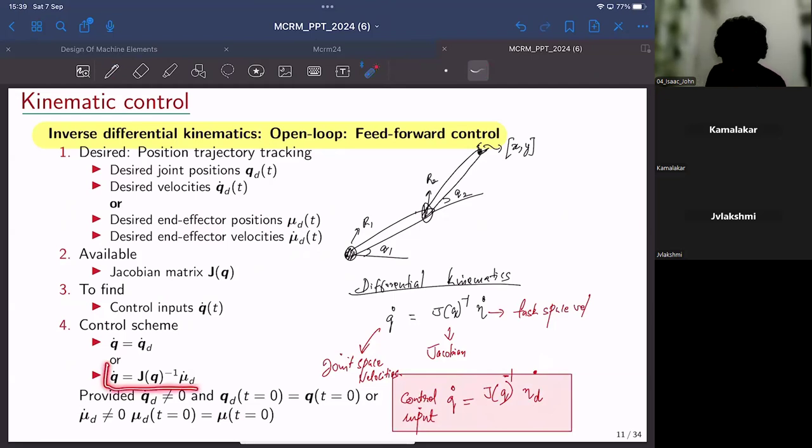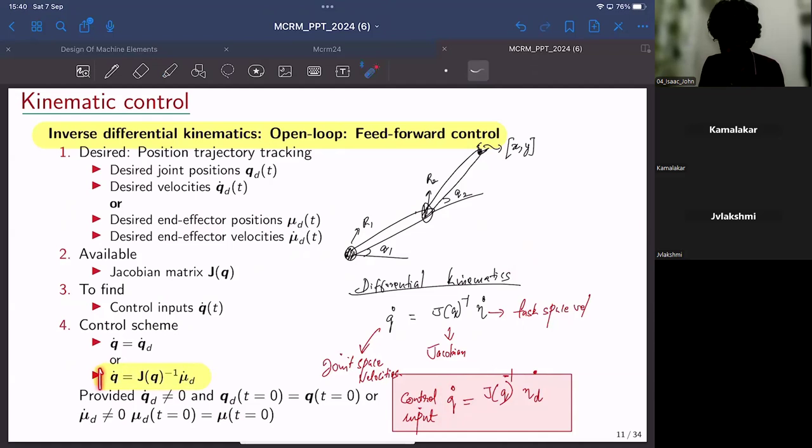That is what I have actually written here. The control input that you give onto these actuators is actually a vector. Q dot is Q1 dot and Q2 dot. Okay, so this is the control scheme that we would be implementing.